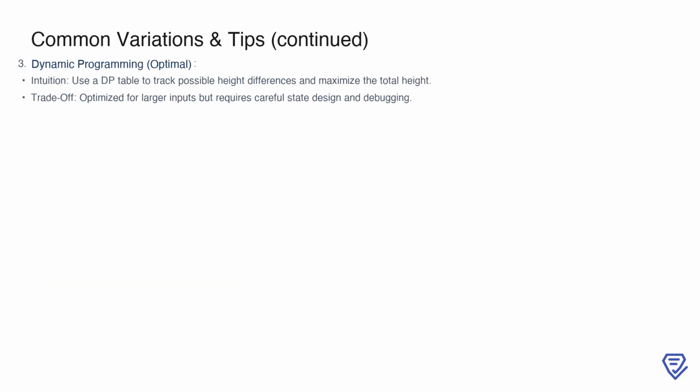Finally, the dynamic programming approach stands out as the optimal solution for this problem. By using a DP table to track possible height differences and maximize the total height, you can handle larger inputs efficiently. However, the trade-off is that this method requires careful state design and thorough debugging. Defining the DP state to capture all relevant conditions, like the difference between the two groups, and ensuring the transitions are accurate is critical to achieving the correct solution. With a well-structured DP approach, you can solve the problem effectively while meeting its constraints.